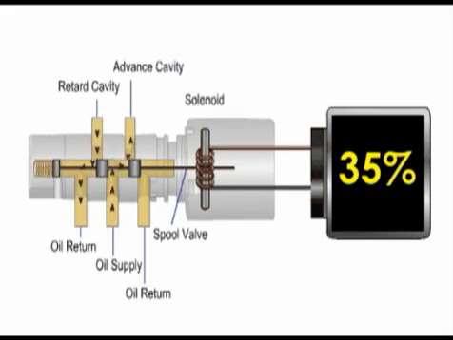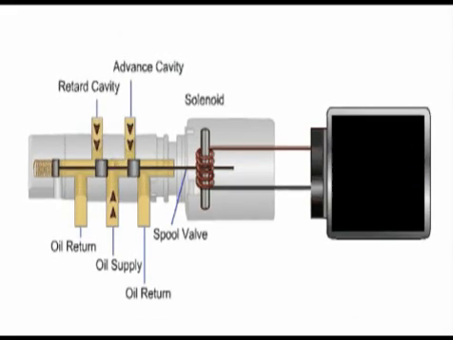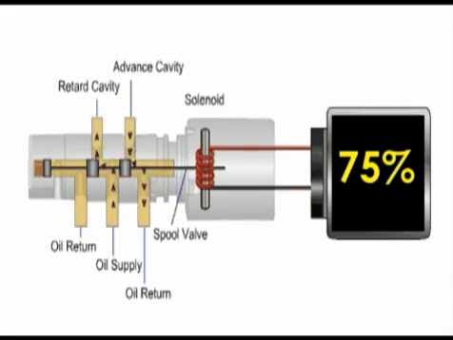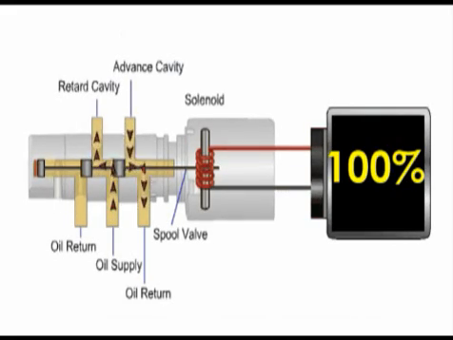At 35% duty cycle, the oil flow is somewhat restricted, allowing some advance of the camshaft. At 50% duty cycle, the oil passages are blocked. This holds the cam at whatever position it was last in. At 75% duty cycle, we flow out of the advance cavity and into the retard cavity. At 100% duty cycle, we continue to retard the camshaft at a faster rate.